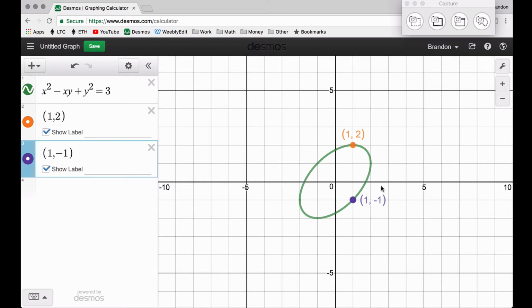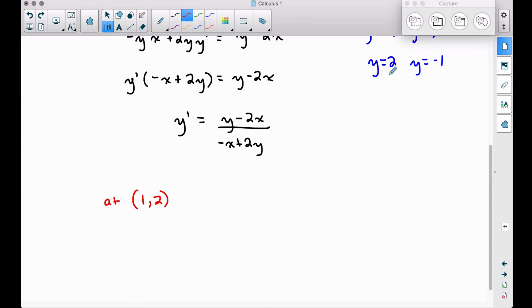We're going to have two different tangent lines here. Let's find them both. So at (1, 2), when x is 1, we did get a y value of 2. y prime is going to be equal to, let's plug everything in, so plugging the 2 into y, minus 2 times x, well that's just 2 times 1, so we get 2 over negative 1 plus 2 times y. Well, 2 times 2 gives us 4. It doesn't really matter because our numerator is 0, our denominator will be 3, therefore our slope here is going to be 0. Our derivative at the point (1, 2) is going to be equal to 0.